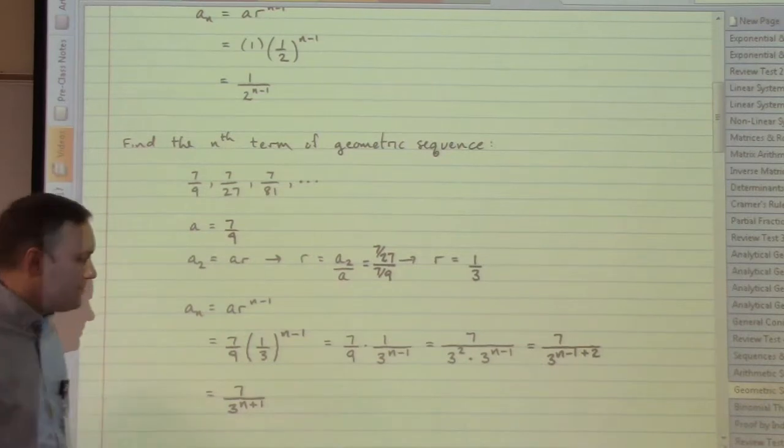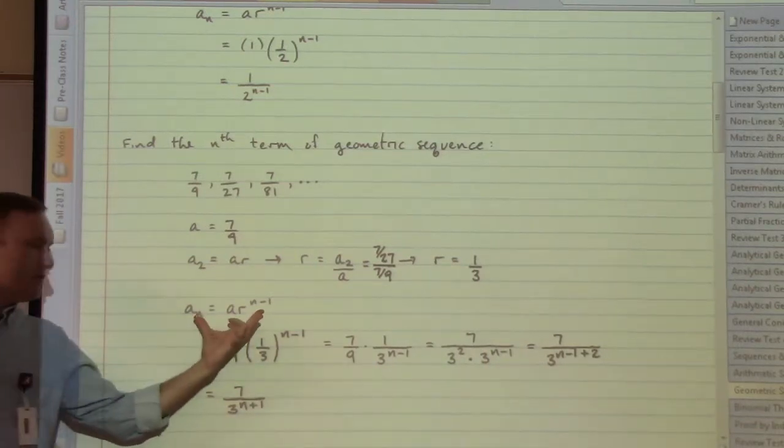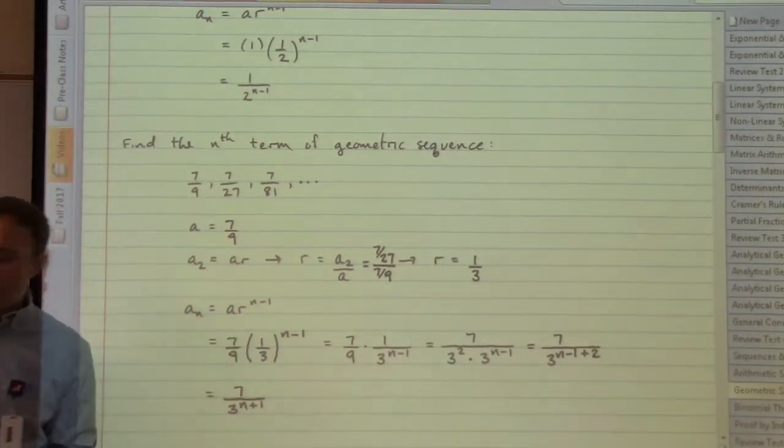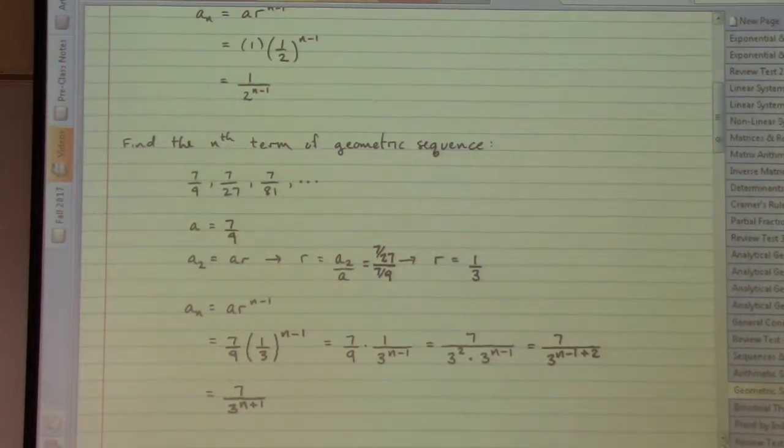So this is an option, but we at least have a definitive way of coming up with that formula by using our generic result here. And again, that's only going to work for our geometric sequences. We're not ready to get into the series yet.